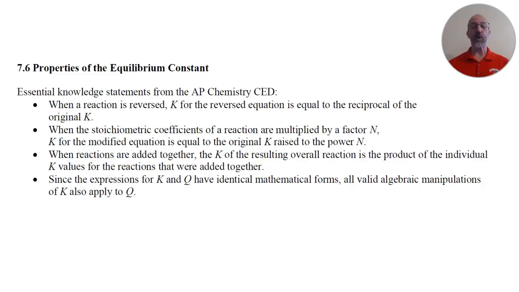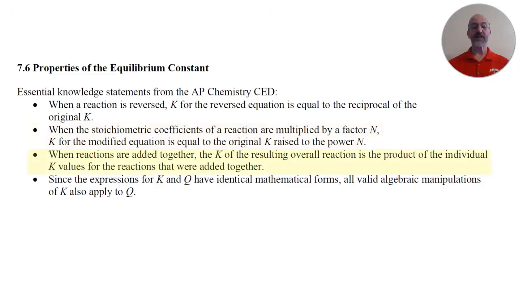Now it is time to move on to the review for topic 7.6, properties of the equilibrium constant. And here are some essential knowledge statements from the AP Chemistry course and exam description. When a reaction is reversed, the equilibrium constant K for the reversed reaction is equal to the reciprocal of the original K. When the stoichiometric coefficients of a reaction are multiplied by a factor n, the equilibrium constant K for the modified equation is equal to the original K raised to the power n.